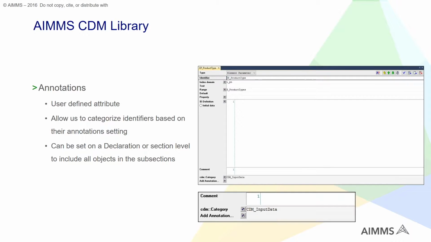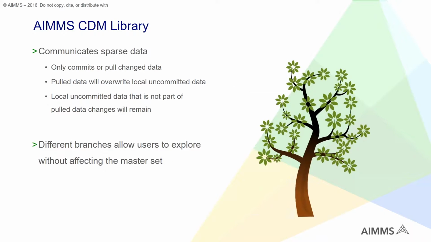Later on in our setup, we will then use the information about the different categories to choose which data we want to pull or push or retrieve snapshots of. I mentioned before that our AIMS CDM library communicates only through sparse data, meaning that the library will only send data to the central data repository or pull data from that repository based on if the data has been changed or not.